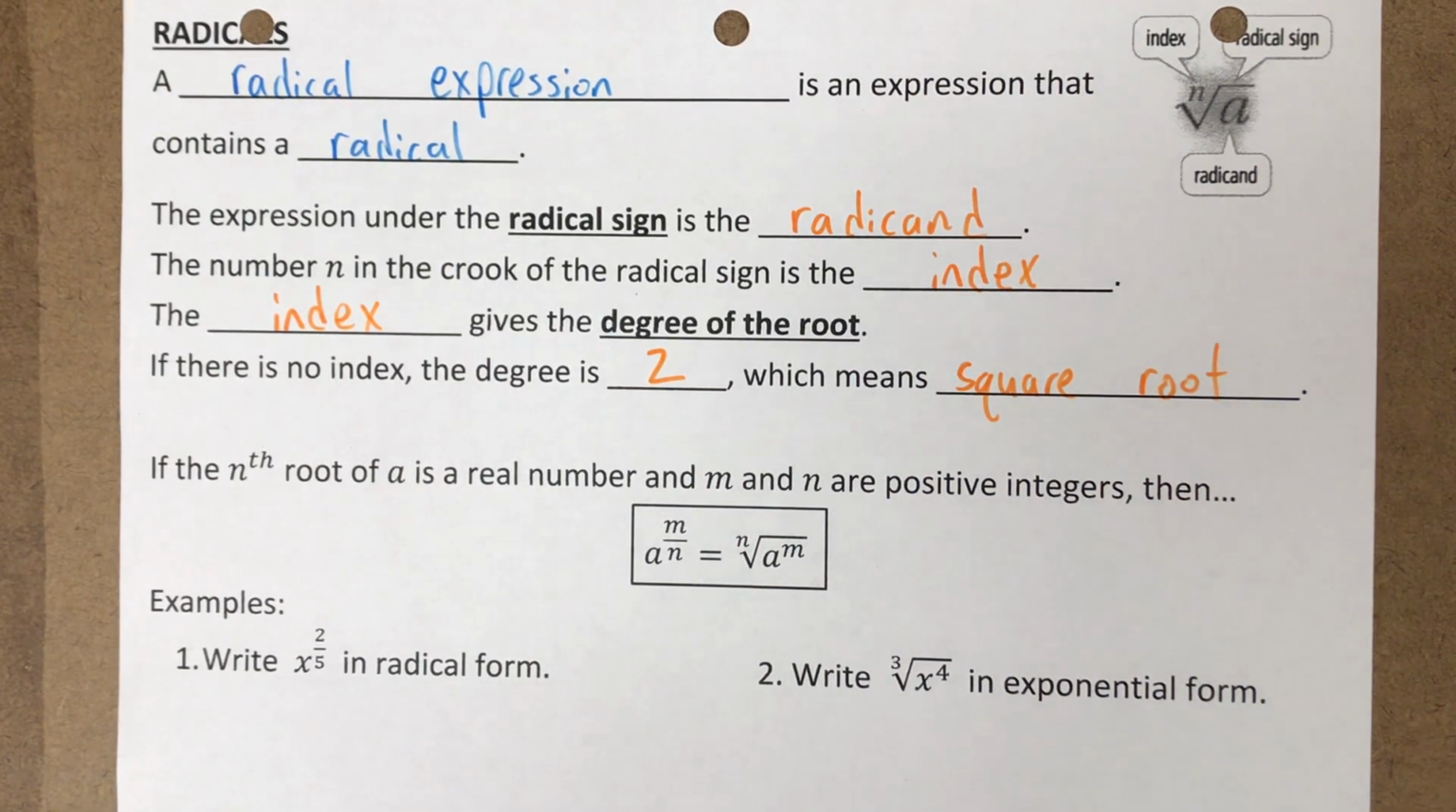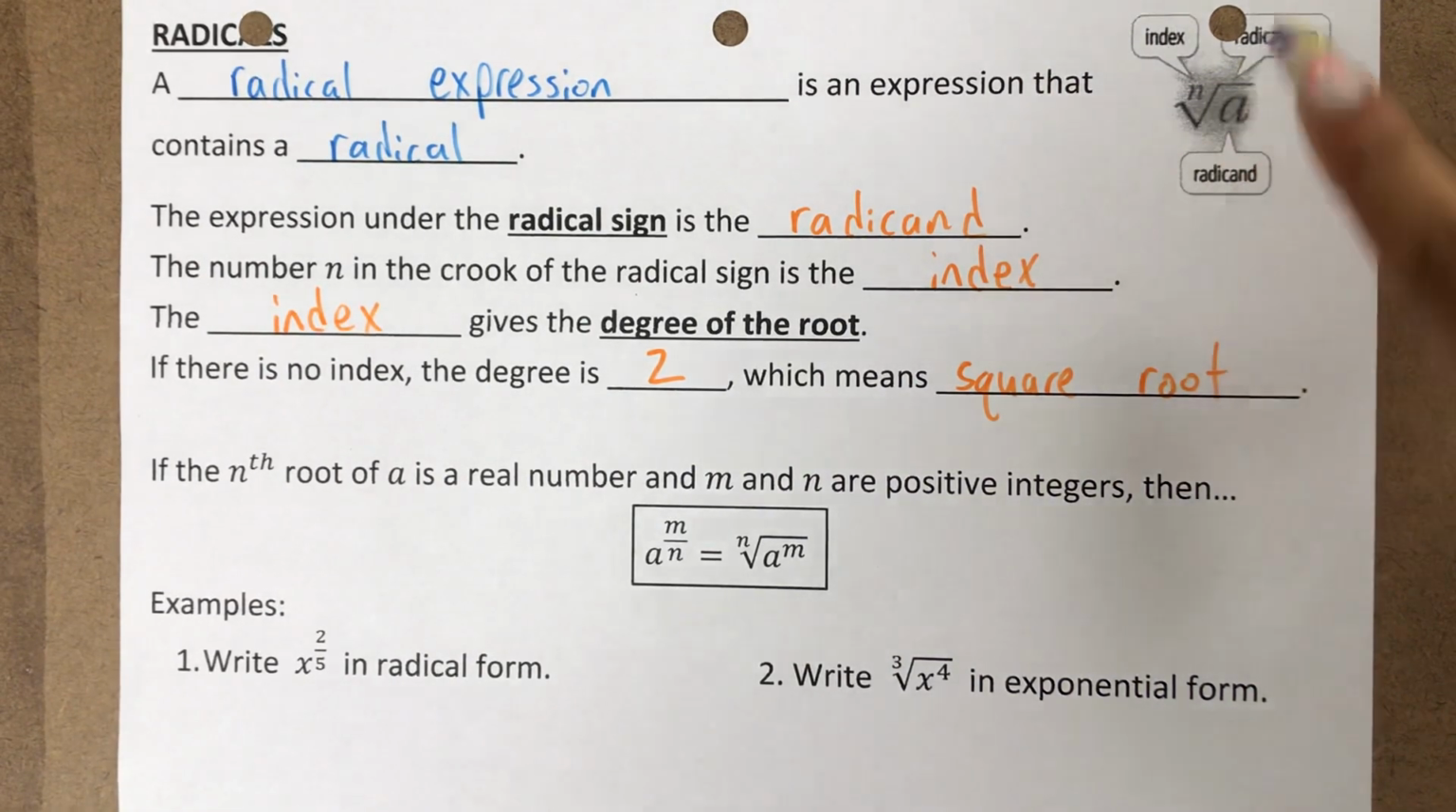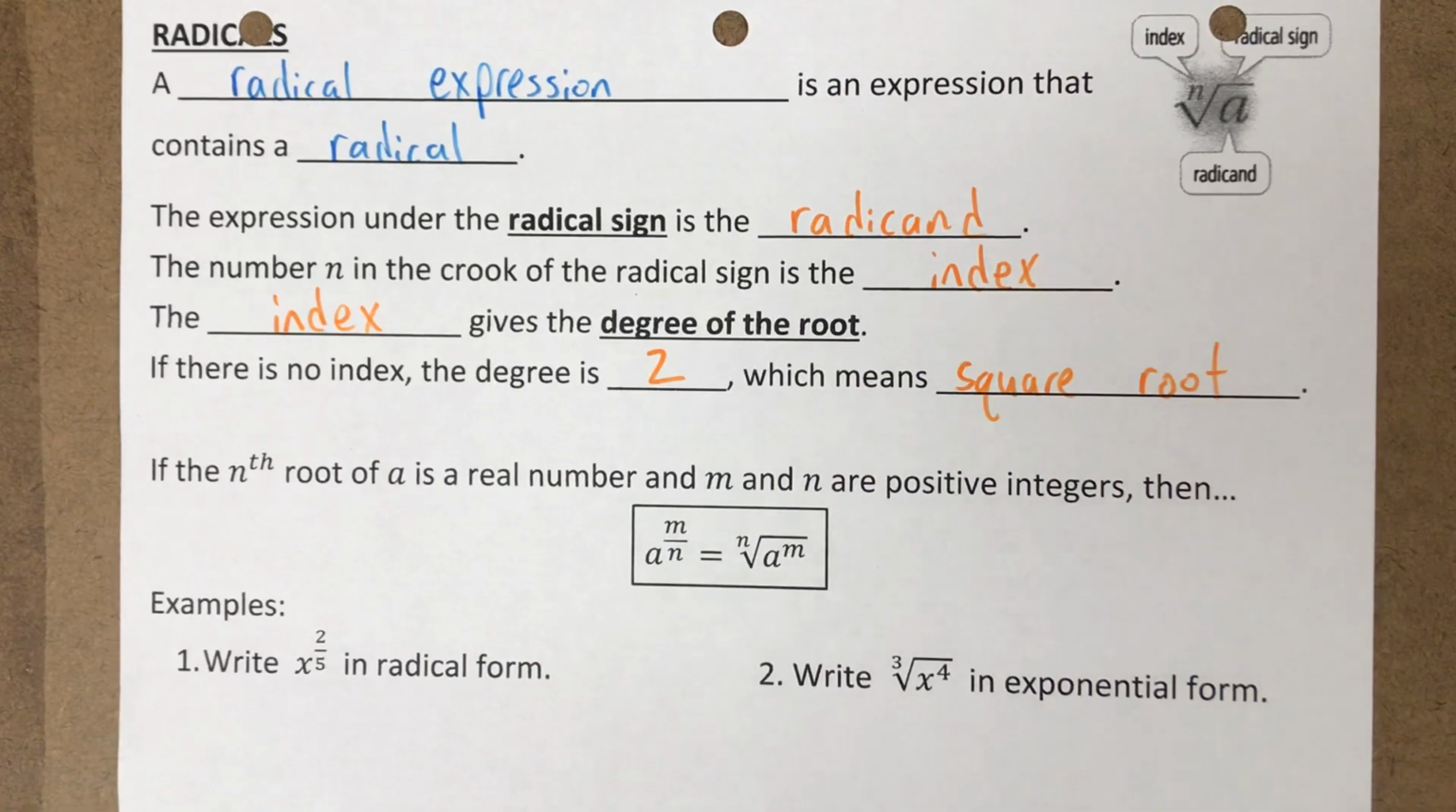Radicals. A radical expression is an expression that contains a radical. The expression under the radical sign is called the radicand. The number n in the crook of the radical sign is the index. The index gives the degree of the root. If there is no index, the degree is 2, which means square root.